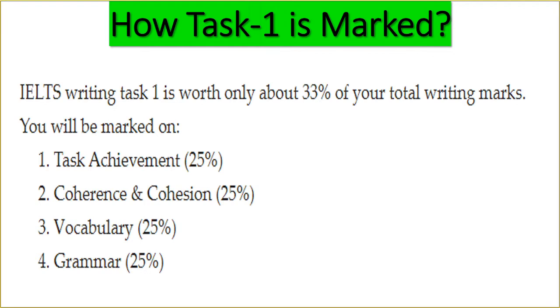First is task achievement, which is 25%. Coherence and cohesion is 25%, vocabulary is 25%, sorry, and grammar is again 25%. All these make 100%, and you would be marked on these criteria. And each criterion, like task achievement, coherence and cohesion, vocabulary and grammar, is scored for a band 9.